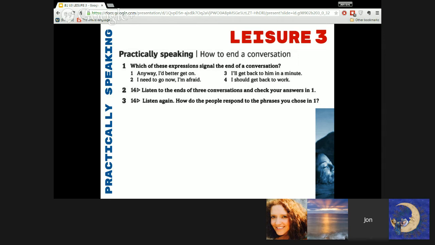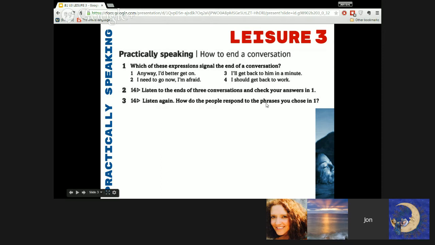Or perhaps he wants to talk to him. That's why he says "I'll get back to him in a minute." The context isn't really that clear in this case. You're right, it's a little bit strange. What about the last one? "I should get back to work." Is that a pretty clear end of a conversation? Yeah, I think so too.